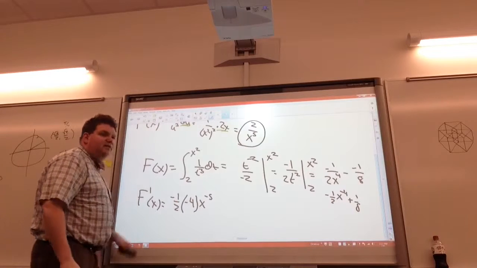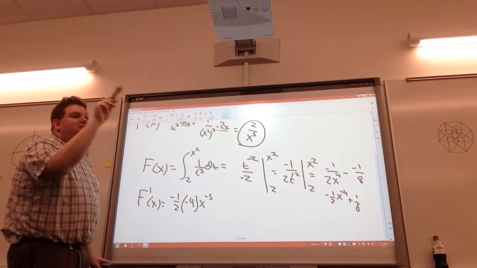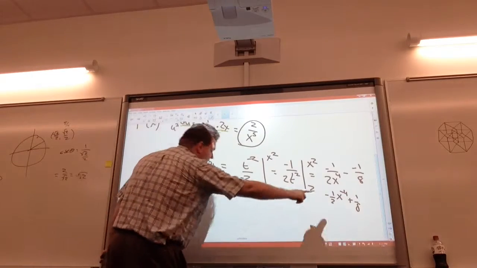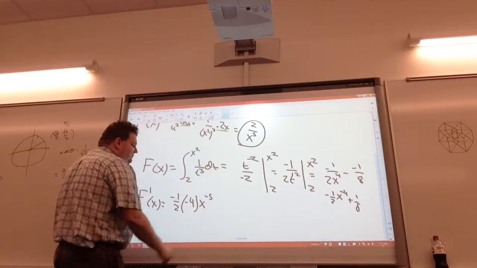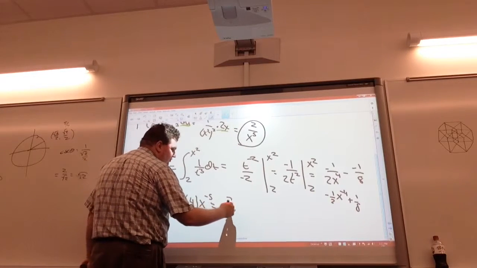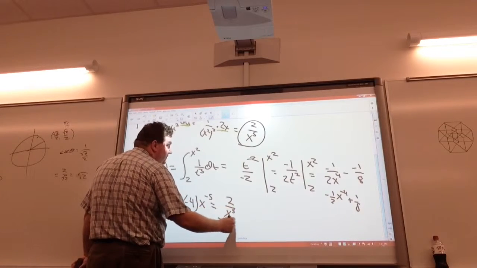Now why negative 5th? I thought you were adding 1. We're doing a derivative, which means we subtract 1. And then the 1/8 goes to 0. What does this clean up to be? The negatives cancel, the 4 and the 2 cancel, giving me just 2 x to the negative 5th, which comes out to be 2 over x to the 5th.